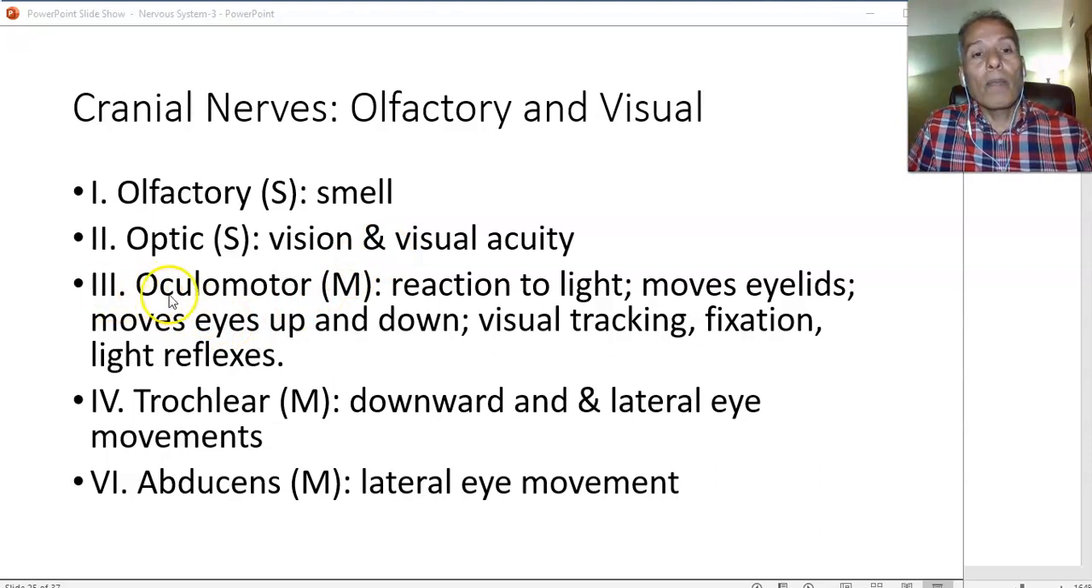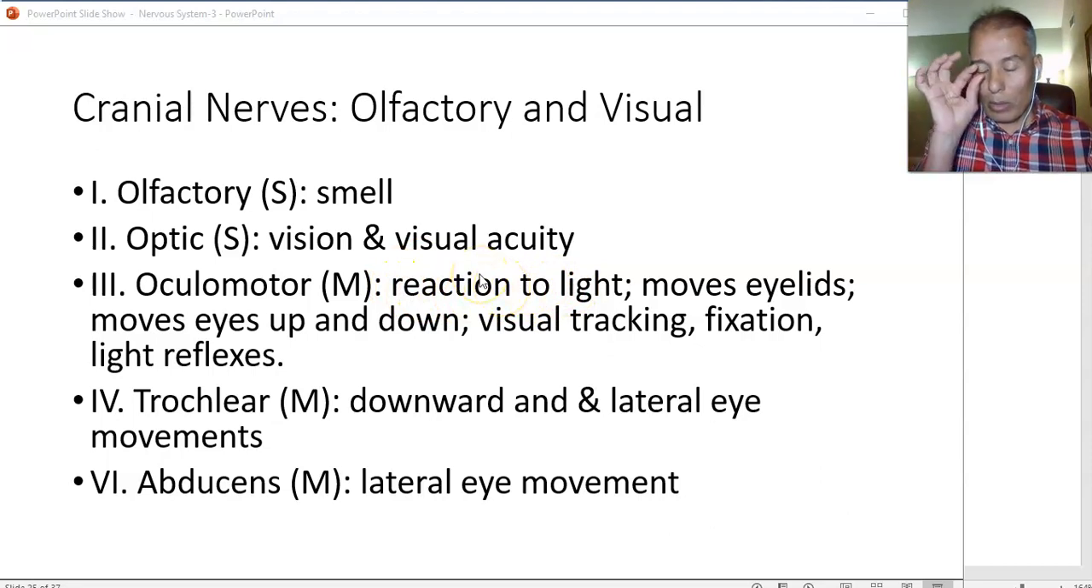And then the oculomotor nerve, which is cranial nerve 3, it controls the pupil of the eye. So it gives you reaction to light. The pupil will constrict. The movement of the eyelids, movement of the eyes up and down, and visual tracking and fixation, and also light reflexes. The light reflex from the pupil, reaction from the light from when the pupil constricts because of light.